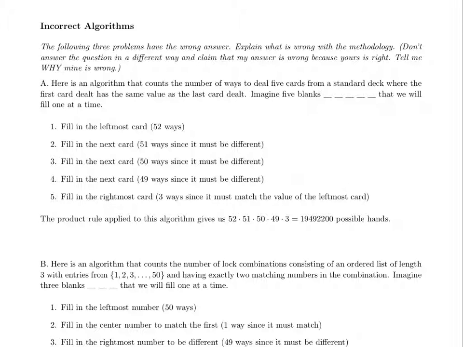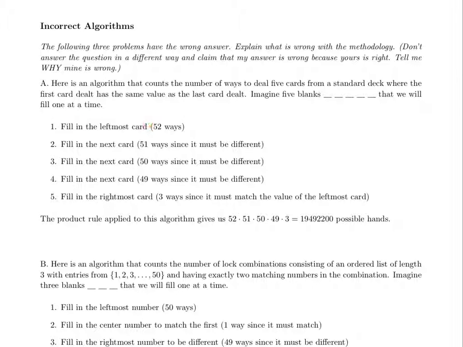For example, if we're trying to answer the question about the number of ways to deal 5 cards where the first card has the same value as the last card. So for example, if the first blank has an ace in it and the last blank has an ace in it, then that's what we would count. So we can trace through the algorithm by actually following the steps.